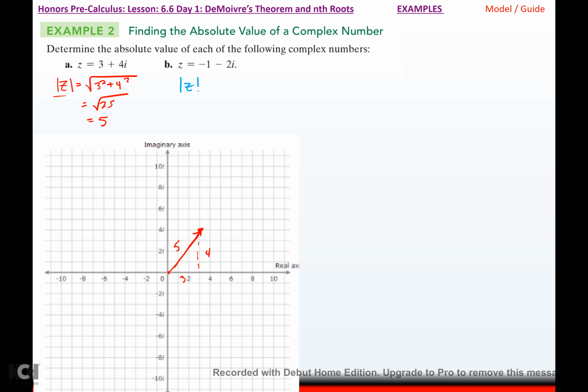So if I do b, the absolute value of z is going to be the square root of negative 1 squared plus negative 2 squared, which is the square root of 5. If I plot that, negative 1, negative 2i, and connect, that distance is the square root of 5, which makes sense. The square root of 5 is, I don't know, 2 something. And it's a lot shorter than the one that has a distance of 5.